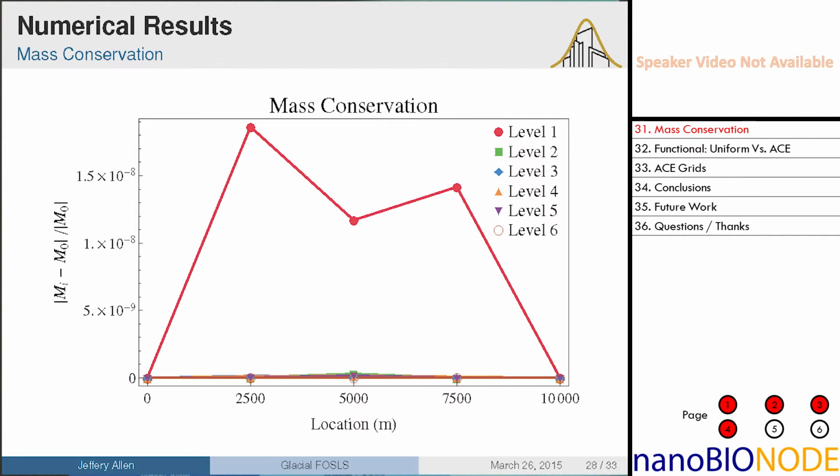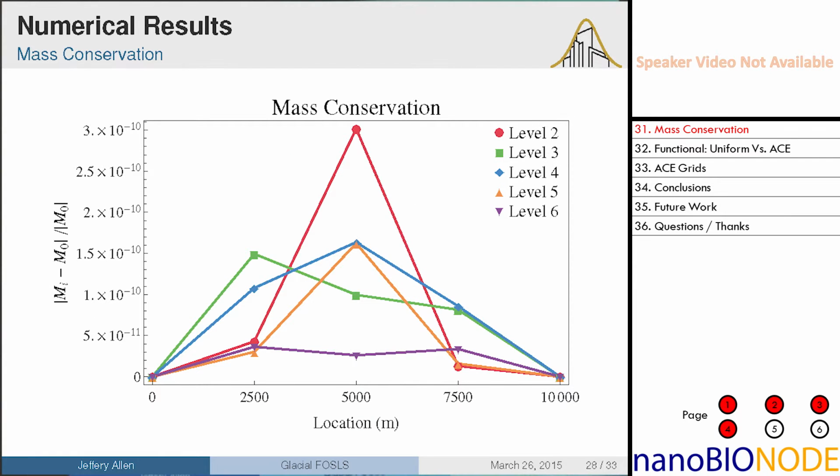This is the mass conservation on each one of those slices for all of the levels. Unfortunately, the first level completely dominates, but at the same time, we're still at 10 to the negative 8. So we're conserving our mass pretty well. If we get rid of that first level, we can see that the other levels are kind of all in the same area. But there's a general trend going down, where this is the 6th level, and this is the 2nd level.